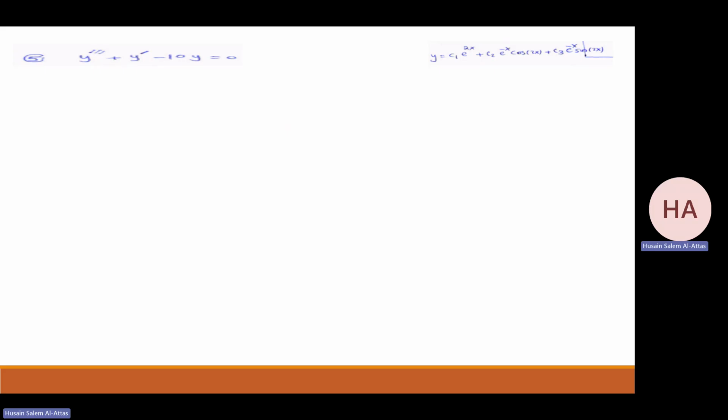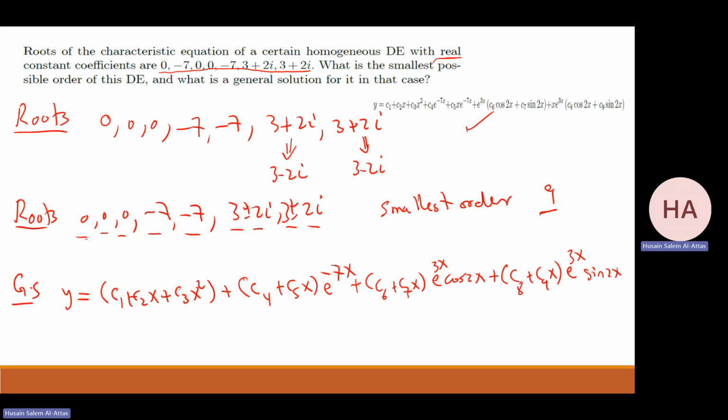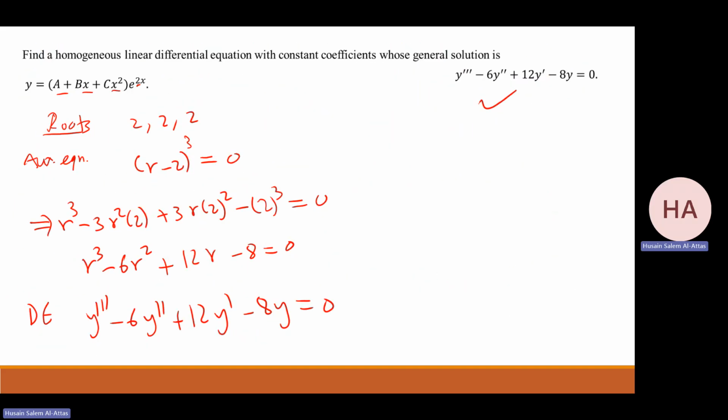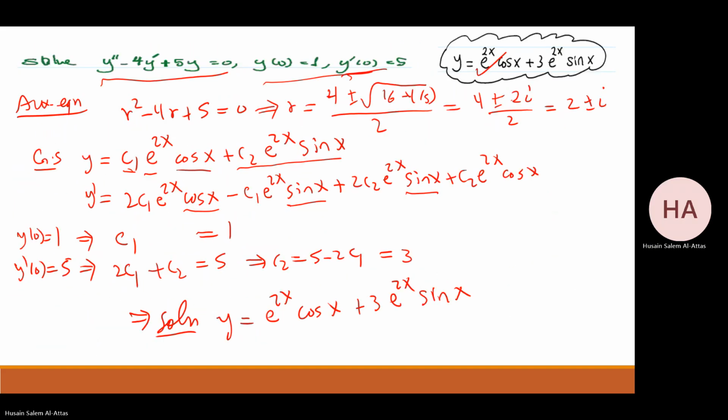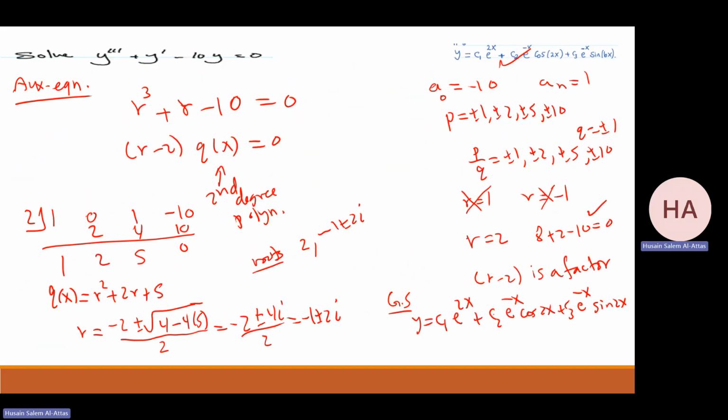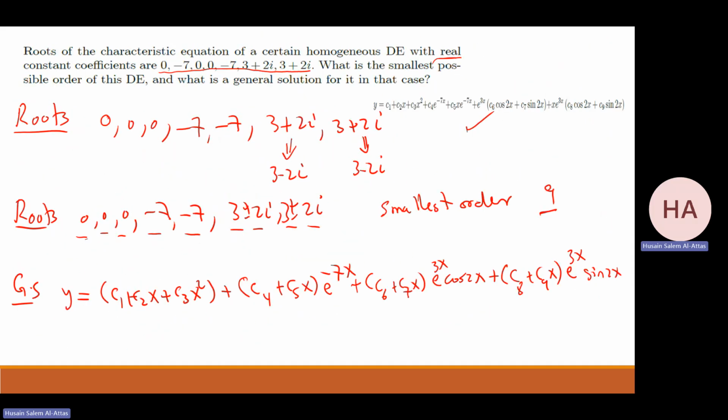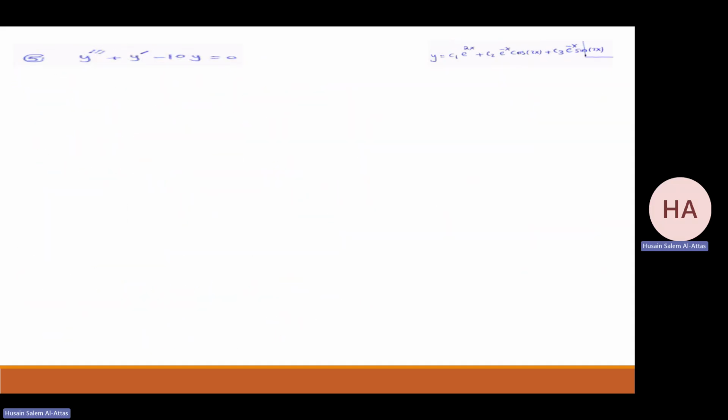Yeah, I think we did this before. No need to do it, it's the same one as this. So e to the power 2x, e to the power minus 6 cosine. No need to do it again. Yeah, that's the same.